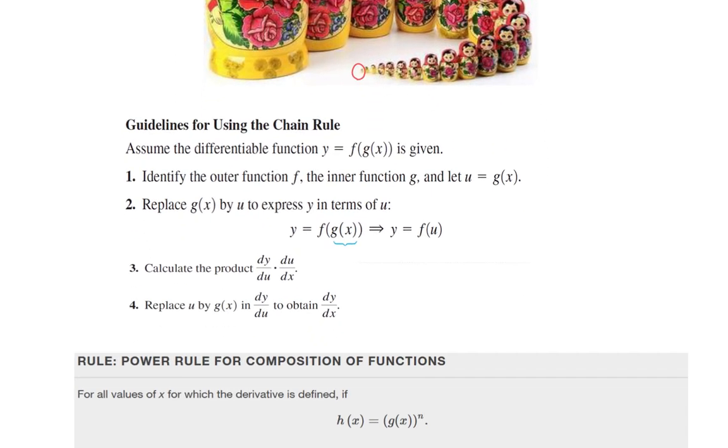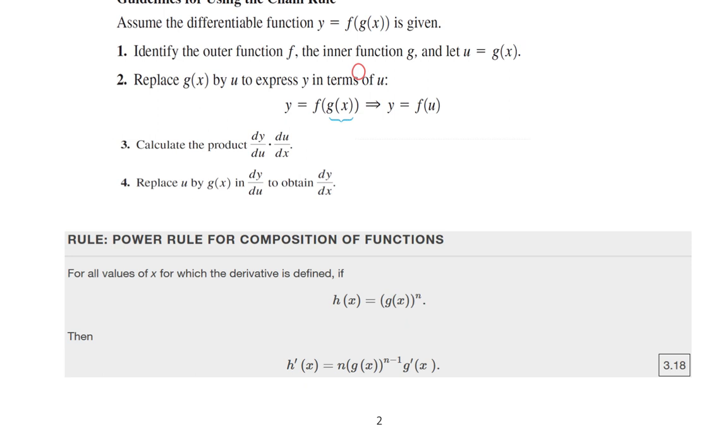Another way you may see this is y is equal to f, a function of u. So what you want to do is determine who is the most outer function and take the derivative of it, and let u equal the inner function if you just have two functions. If you are composing more than two functions, then it gets a little more interesting, and you can't just say y is equal to f of u. You have to put a little more thought into going through who is the most inner function.